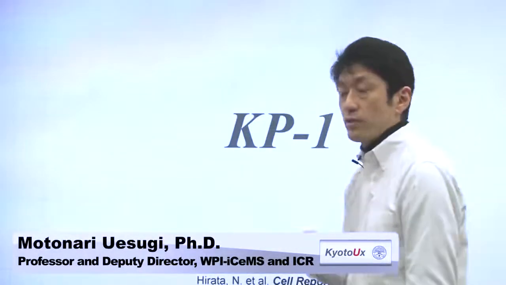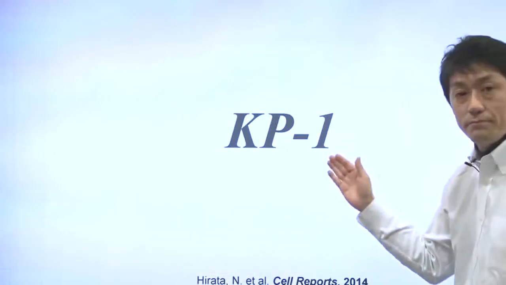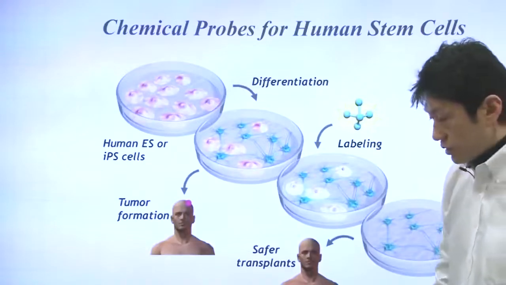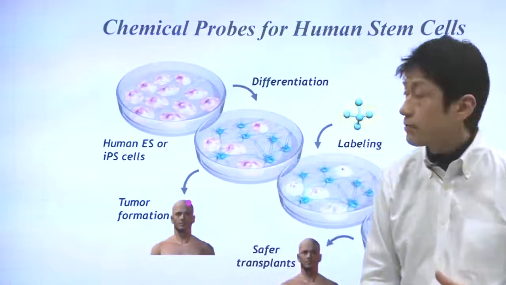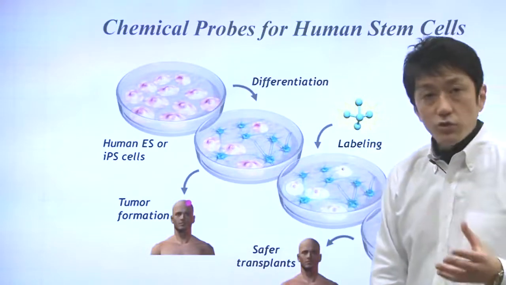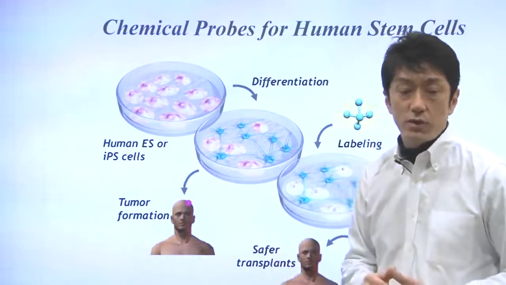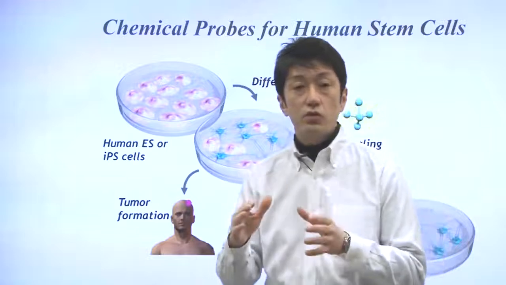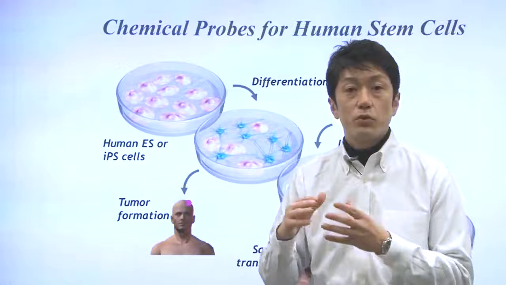Let me show you one example of fluorescent molecules from our own research, which is called KP1. KP1 is useful in stem cell research. I'm sure you are familiar with human ES cells, embryonic stem cells. ES cells can differentiate into any type of cells, and ES cells can proliferate as well.